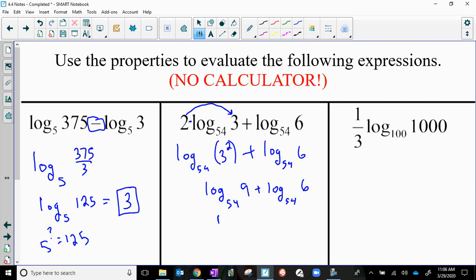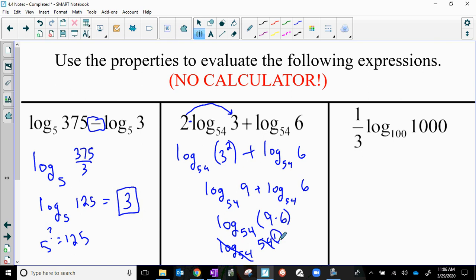So what I'm going to do is try to use that addition. If I'm adding two exponents, that's what logarithms are, they are exponents, I'm multiplying the exponential statement, the number they're equal to. So 9 times 6 is 54. Well, that's log base 54 of 54 to the first power.